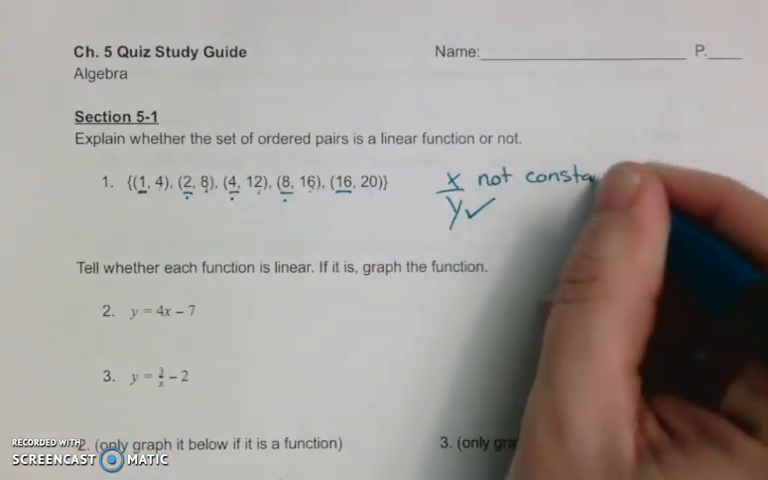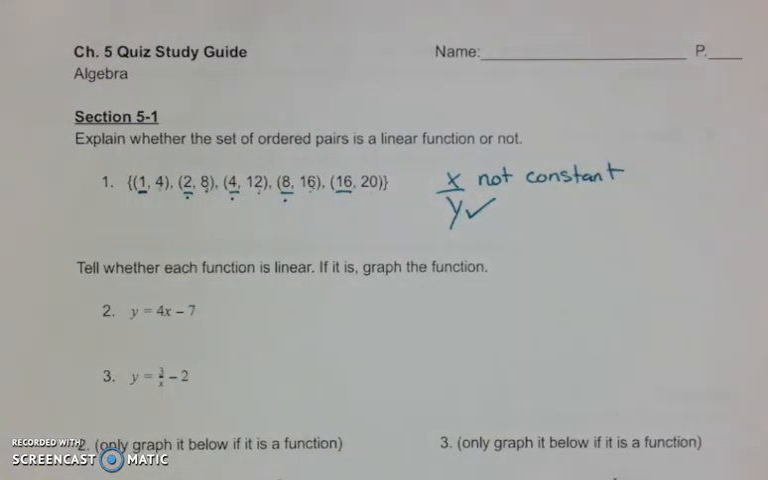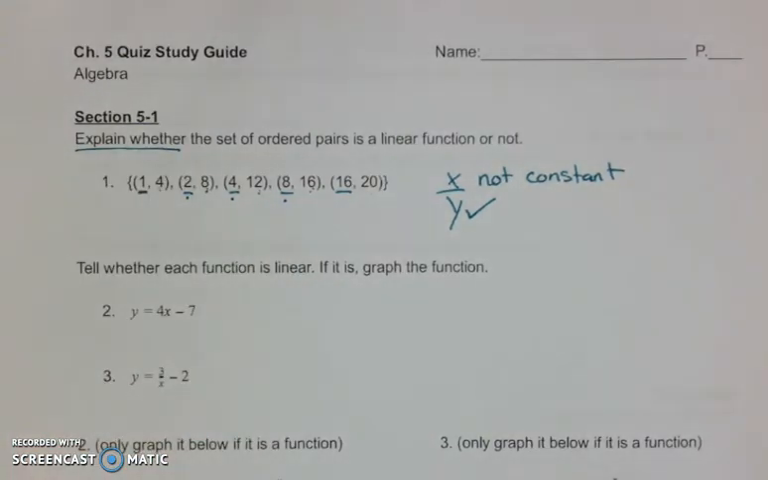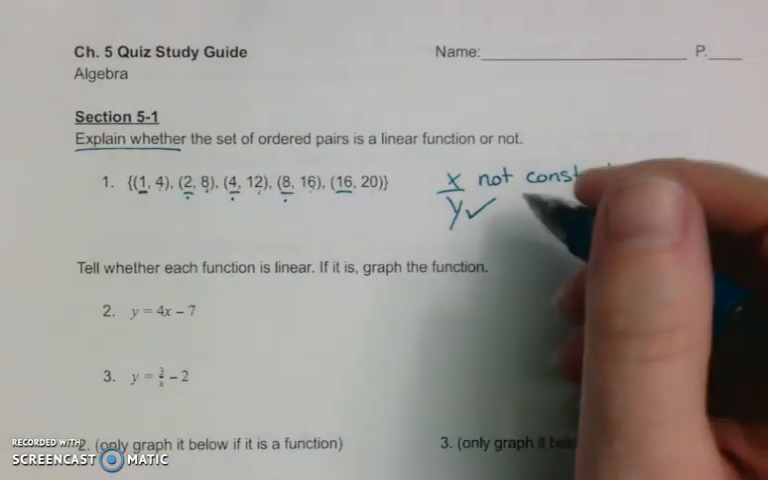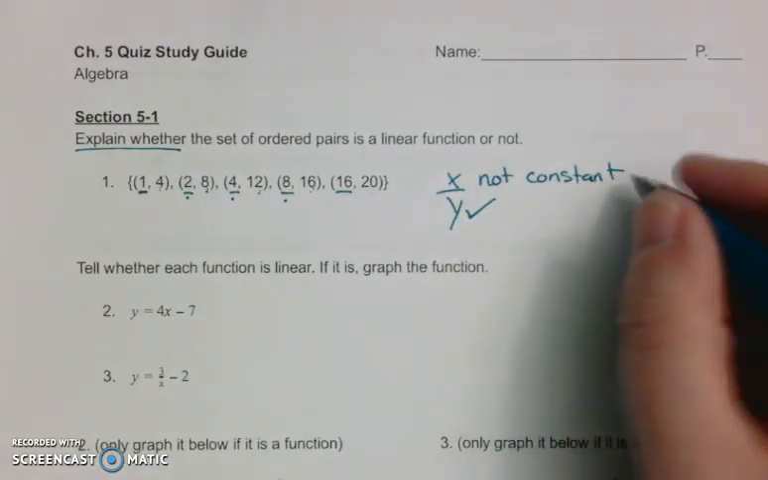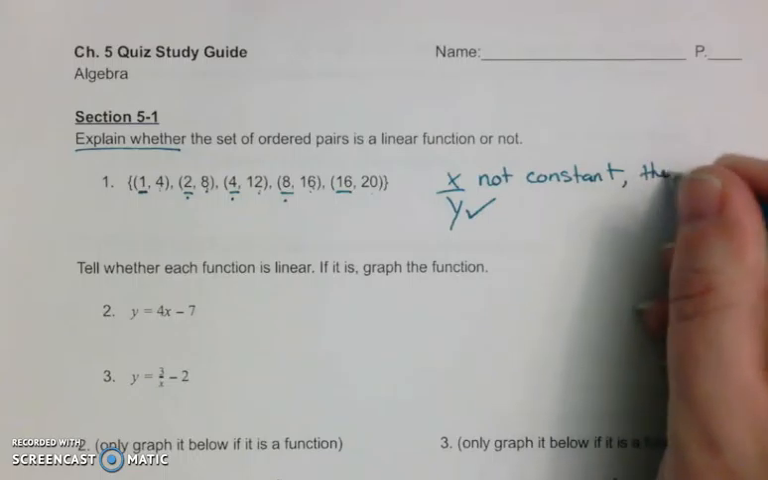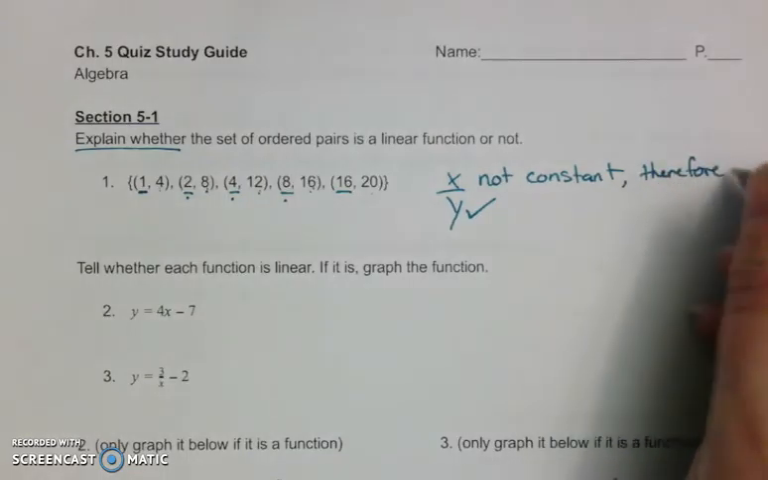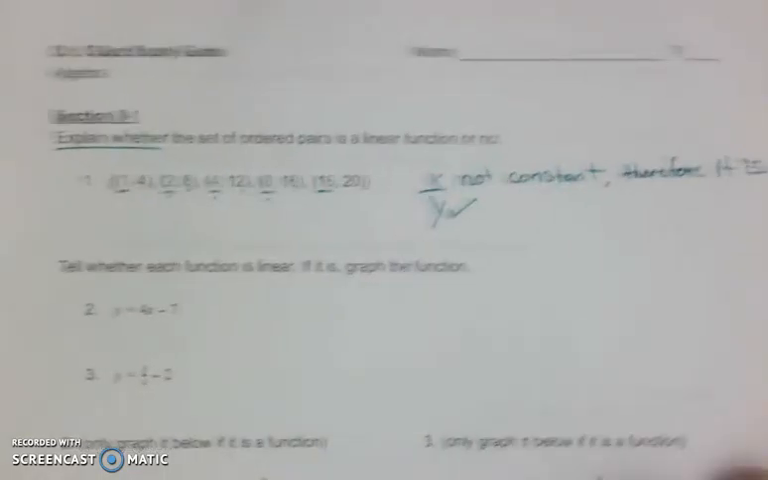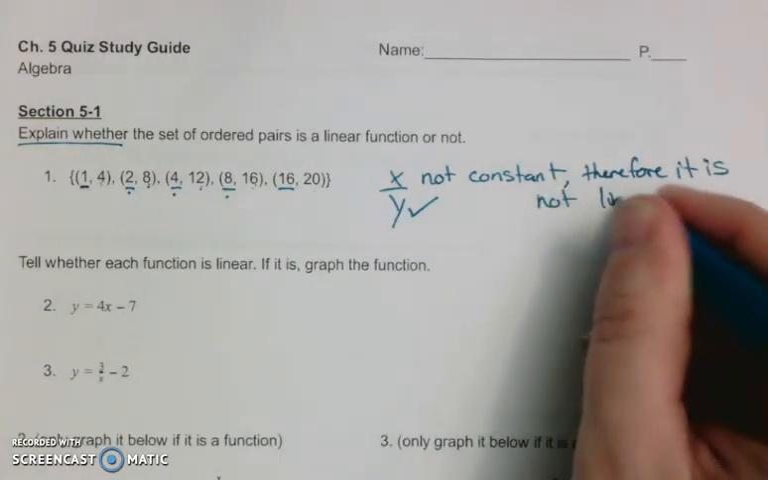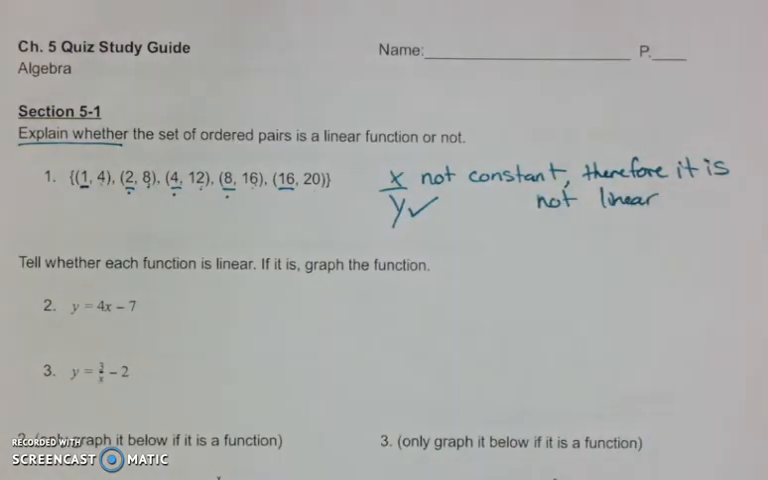The x does not have a constant rate of change, so it says explain whether it does or not. So it's not just a yes or no. So since the x is not constant, I'll say therefore, it is not linear. So be sure to explain, don't just say yes or no.